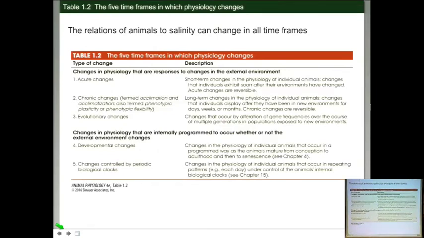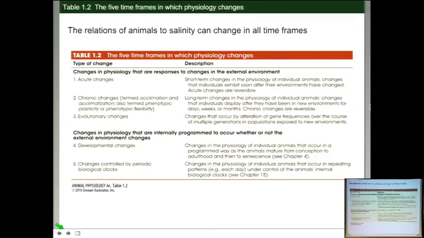Now, in re-invoking chapter 1 again, with phenotypic and genotypic changes, the response to salinity changes by these animals that do it can occur in all of the 5 time frames that we talked about physiology changing. The acute responses, the chronic changes, which we just had an example of the chronic change in the trout, chronically exposed to seawater, change to salt water, change to seawater over periods of months.